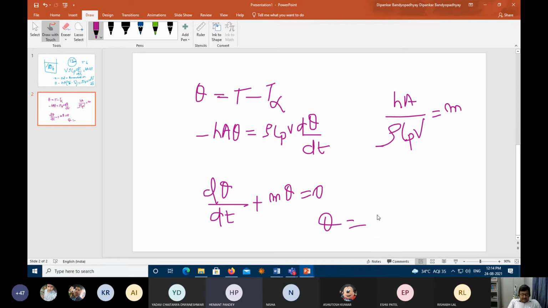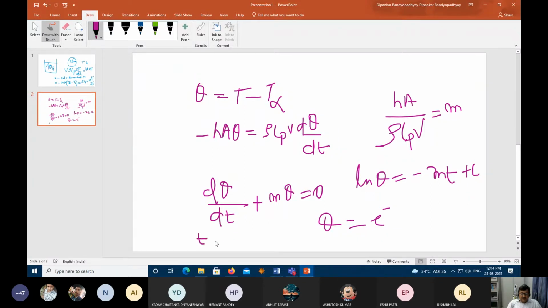Quickly, what is the solution? Theta equals e to the power minus m t, right? So you can write ln theta equal to minus m t plus c, right? What is the boundary condition here? Rather than a boundary condition, you have an initial condition, right?